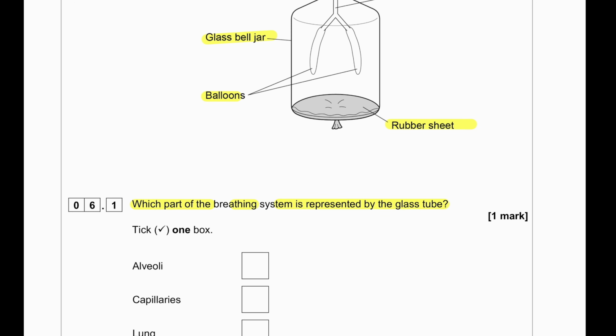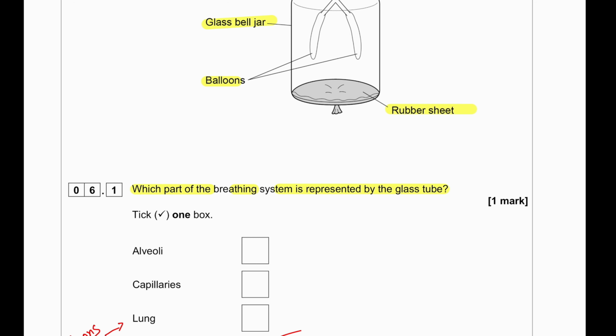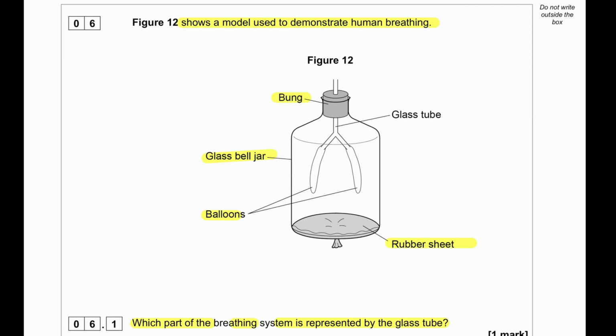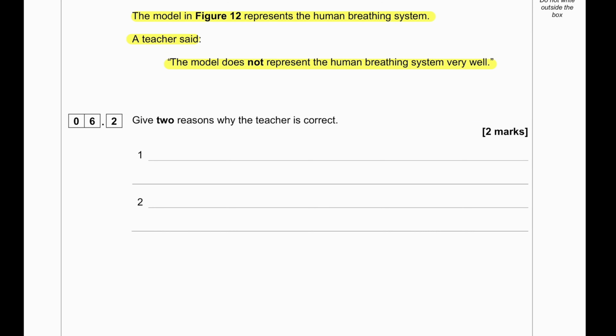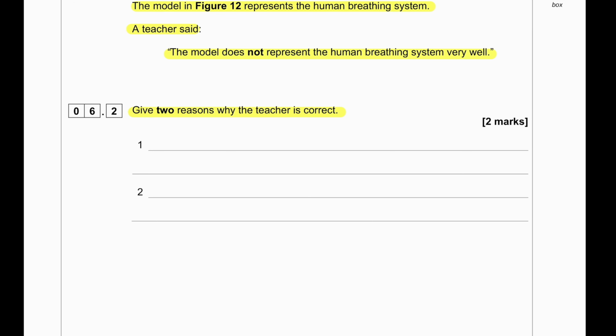The balloons are acting like the lungs, and the alveoli and capillaries are not represented in this diagram in any form. The model in figure 12 represents the human breathing system. The teacher said the model does not represent the human breathing system very well. Give 2 reasons why the teacher is correct. The teacher is correct mainly because there is only 1 air space per balloon, so alveoli are not represented.